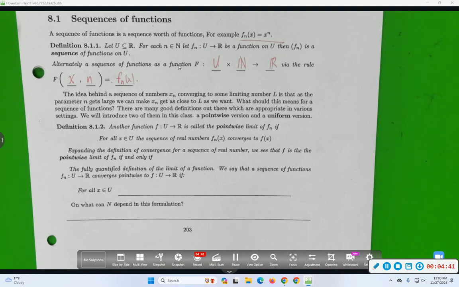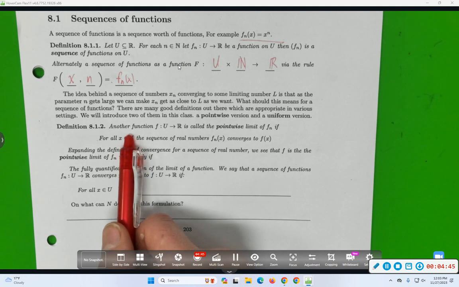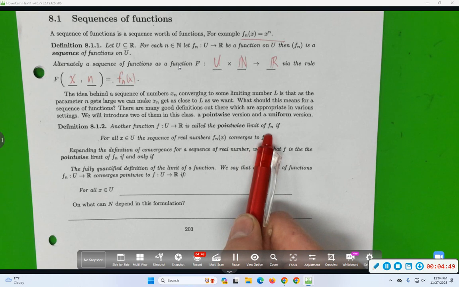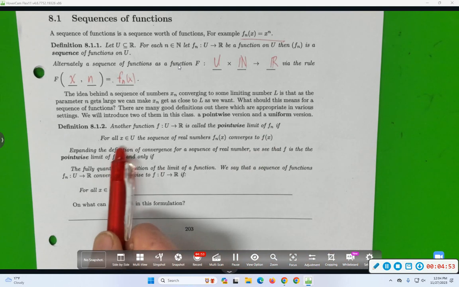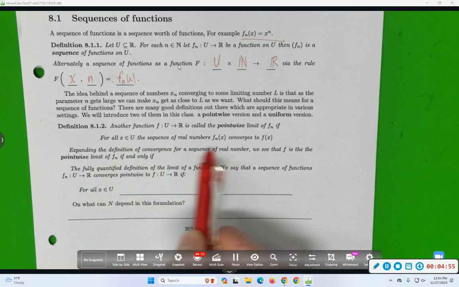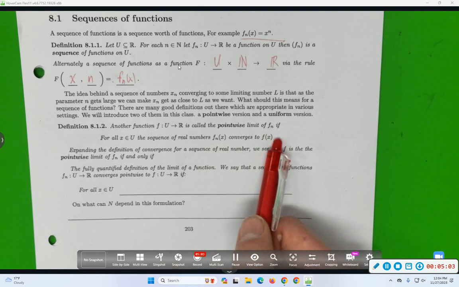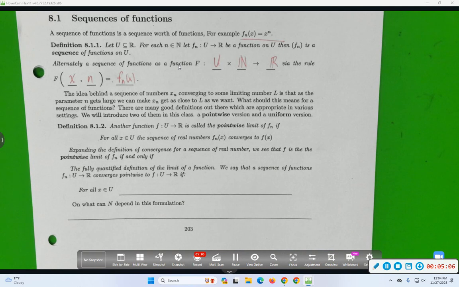So here's the most obvious definition of what it should mean for a sequence to converge. A function f from U to R is a pointwise limit of a sequence of functions f_n, also functions from U to R, if for every x in U, there's a sequence of numbers, f sub n of x. Fix a single input value, and now let n go to infinity. If that sequence of numbers converges to f of x, that seems like a reasonable enough definition?